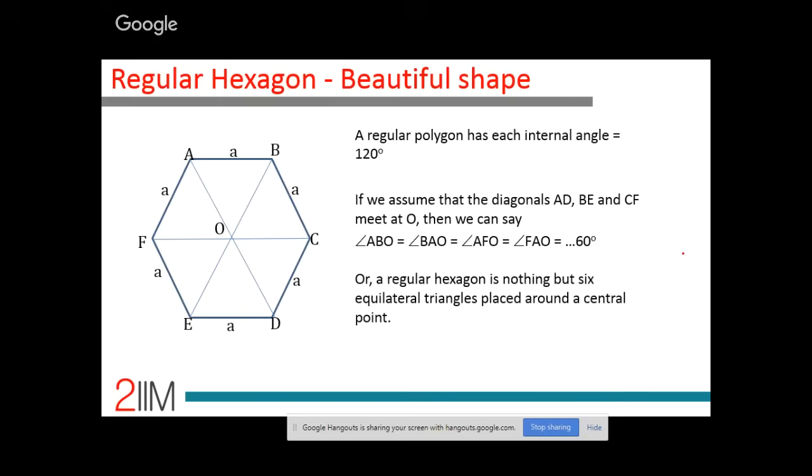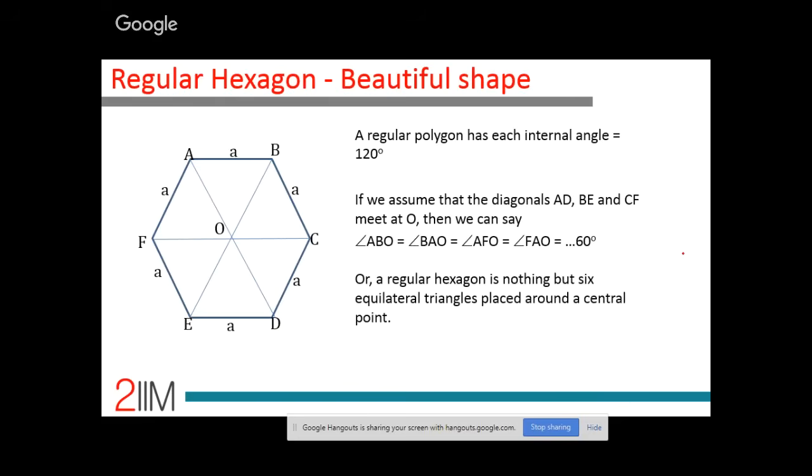A regular hexagon is a wonderful shape because each internal angle is 120 degrees. Each external angle is 60 degrees. So a regular hexagon is nothing but 6 equilateral triangles placed around the center. For a regular hexagon of side a, what will be the area? 6 into root 3 by 4 a square.